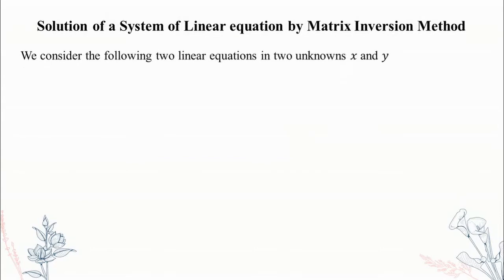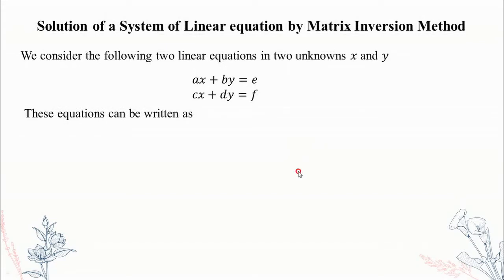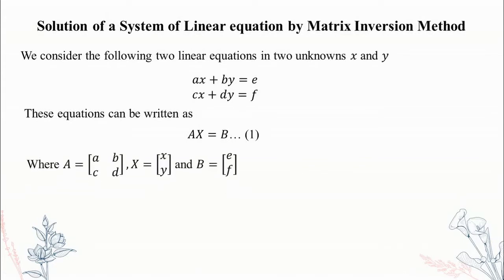So first, we consider the following two linear equations in two unknowns x and y. Let's say we have ax plus by equal e, and cx plus dy equal f. This equation can be written as AX equal B, the first equation. We already know that a, b, c, d form the matrix A, X is from the variables x and y, and B is from e and f.